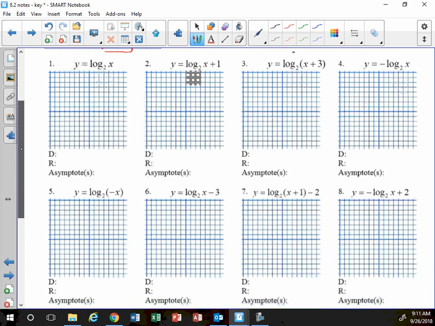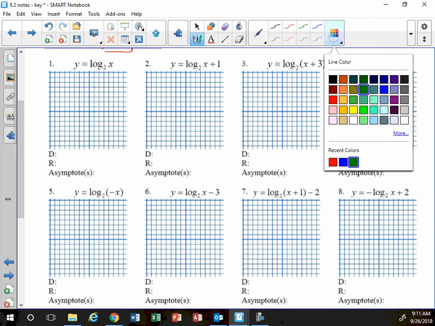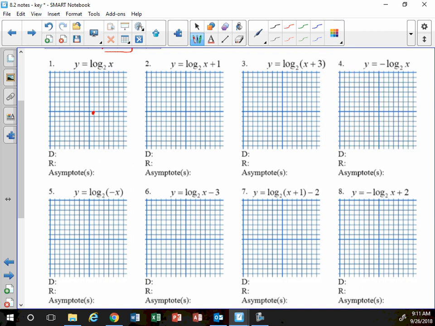So we know we have the points (1, 0) and (2, 1). With exponential, we had a horizontal asymptote. What kind of asymptote do you think I'm going to have here? Vertical, yeah. So I'm going to graph this. And then you can sketch your shape.